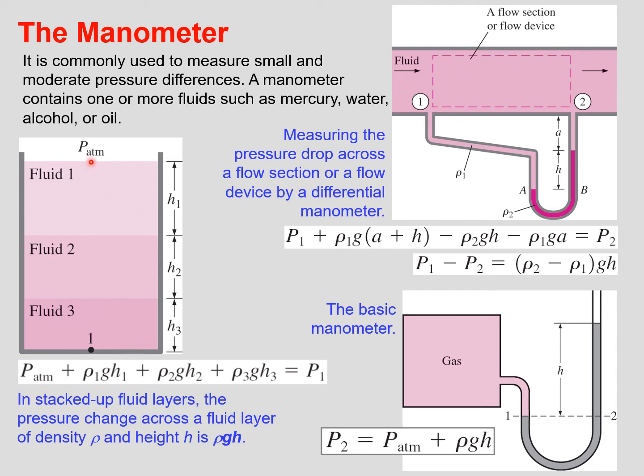So again, if we start at atmosphere, if we go downward and we want to find the pressure at 1, what we need to do is just add up all those pressure differences as we go. So notice fluid 1 has a different density than fluid 2 and then fluid 3.